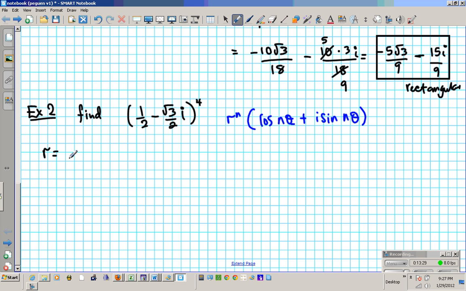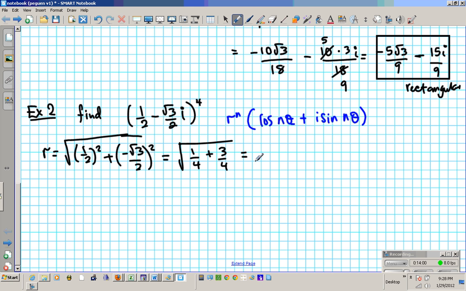r is going to be the square root of a squared plus b squared, usually Pythagorean. So it's going to be the square root of 1/2 squared plus negative root 3 over 2 squared. Alright? And that gives us the square root of 1/4 plus 3/4. Then when we add them together, we're going to have the square root of 4 over 4, which is the square root of 1, which is just 1.